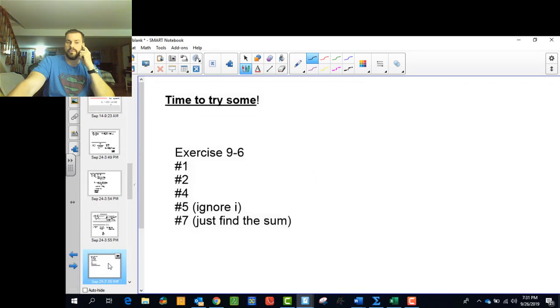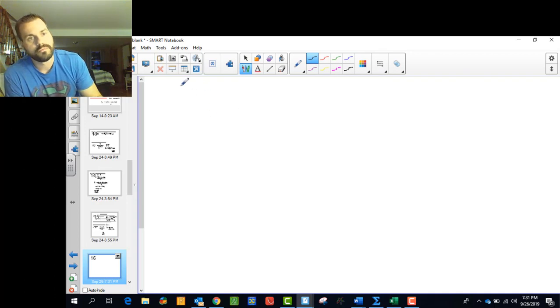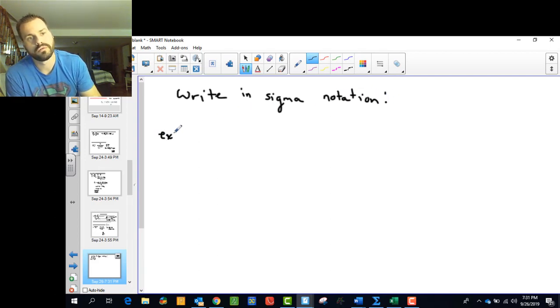So if we look at another example, imagine this. I want you to write this in sigma notation. We'll just do a couple of those so you can see how this works. So we're going to write, first of all, 2 plus 4 plus 6 plus 8 plus all the way up to 100.